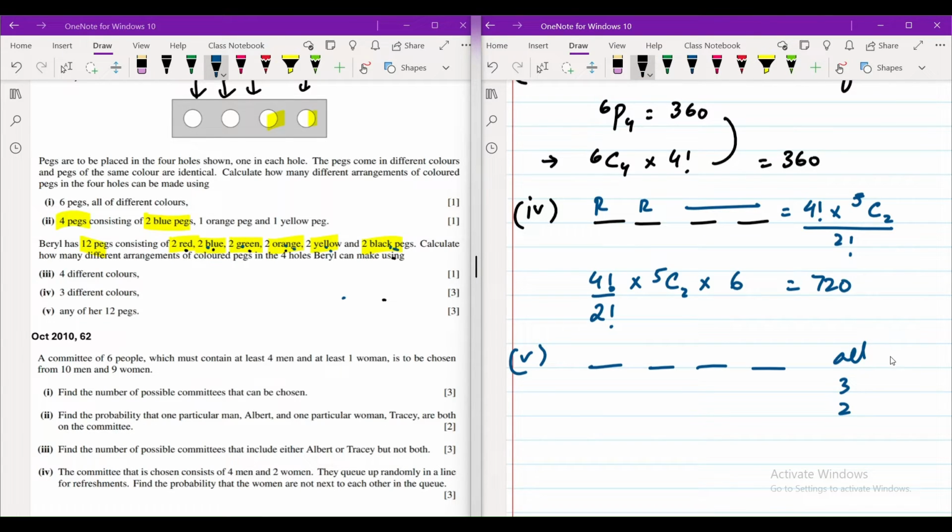So for all different, we have already found out, in part 3, we did 360. 3 different colors we have found for 720. And for 2, now we need to find two same colors. Now we have 2 same colors. So again, 4 factorial divided by 2 factorial, because, for example, let's take green, green, yellow, yellow. So 4 factorial divided by 2 factorial divided by 2 factorial.